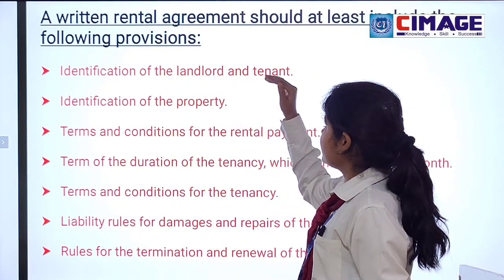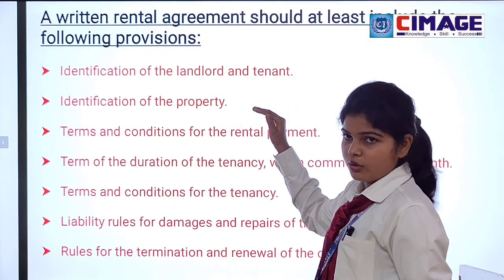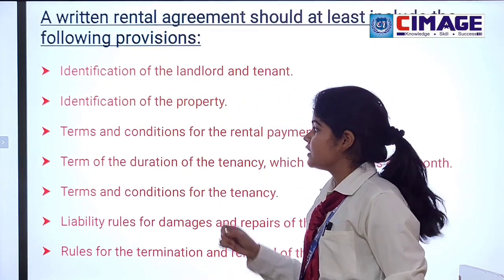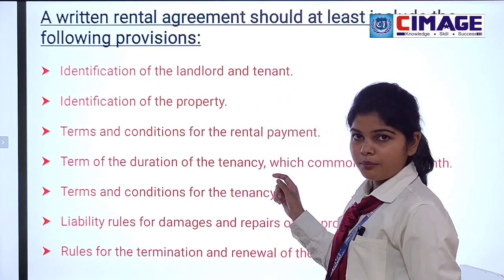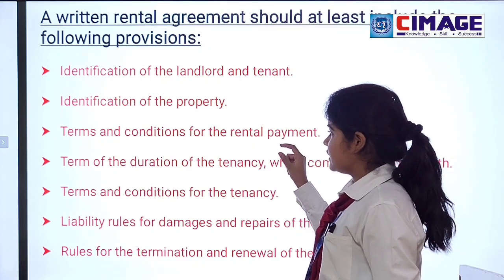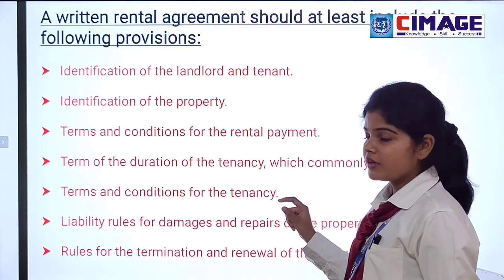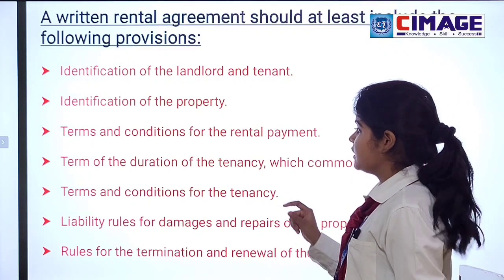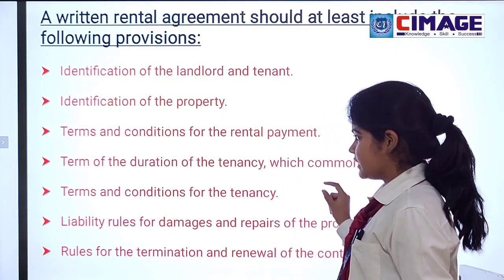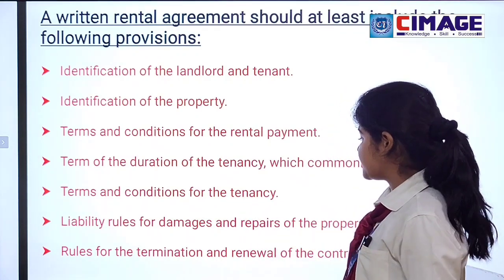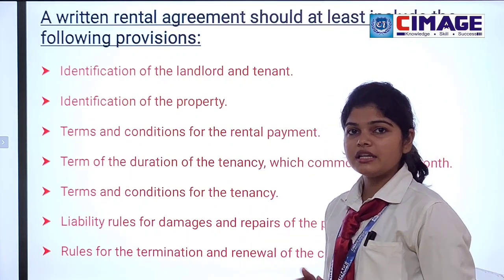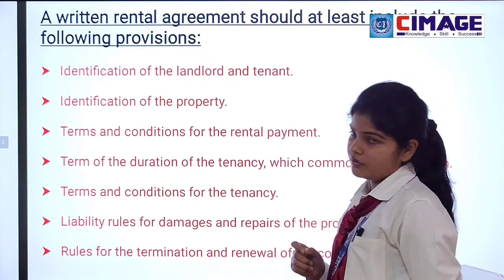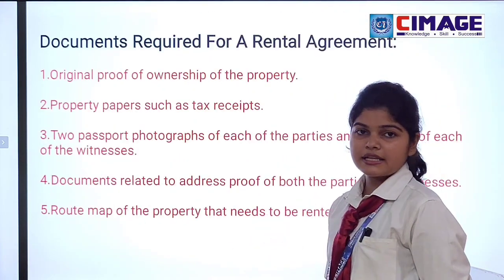A written rental agreement should at least include the following provisions. First one, identification of the landlord and tenant. Second one, identification of the property. Third one, terms and conditions for the rental payment. Fourth one is the terms of the duration of the tenancy, which commonly is 11 months. After then, terms and conditions for the tenancy. After then, liability rules for damages and repairs of the property if any occur during that period. And last one is the rules for termination and renewal of the contract. Coming to the next slide.